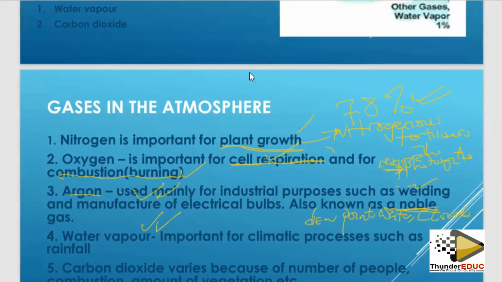So it can only happen that we receive rainfall after we have a situation where moist air ascends to higher altitude, reaches dew point, and the moisture condenses to form clouds, which means that without water vapor in the atmosphere, we won't experience any form of precipitation on the Earth's surface. So water vapor is very important for the climatic process of rain formation.